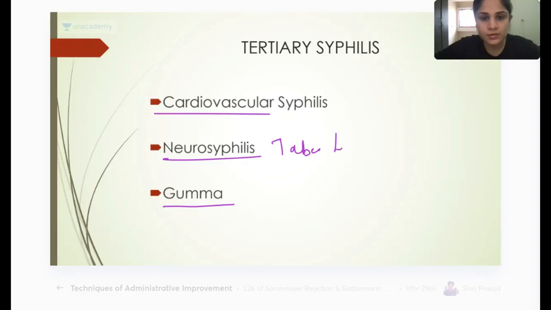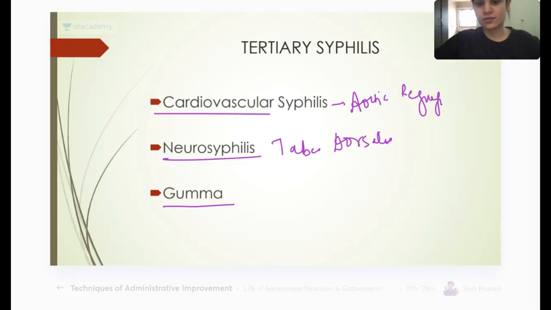Okay. In cardiovascular syphilis, what is the most important valvular problem that happens? Most important valvular heart disease in cardiovascular syphilis. Stenosis or regurgitation? Very good. It is regurgitation. Okay. And gumma is nothing but a solitary non-infectious lesion.